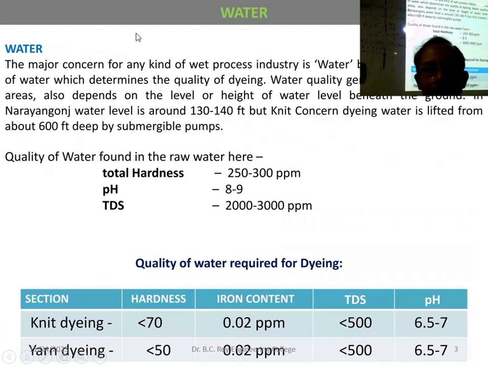See, regarding water, let's understand water. Total hardness 250 to 300. These are the qualities of water found in raw water. But can you tell me, you have already tested, what is the hardness level of our drinking water that you tested in the laboratory?